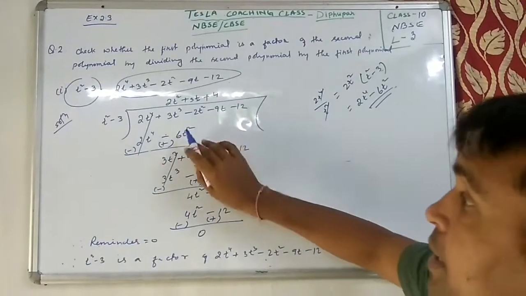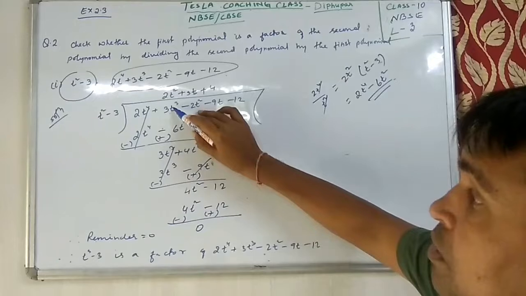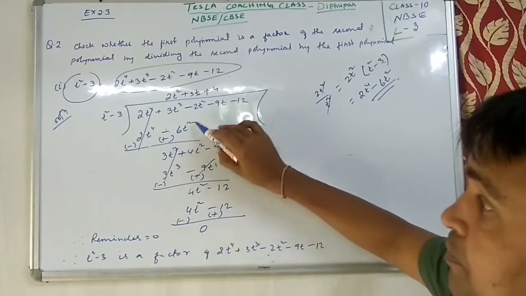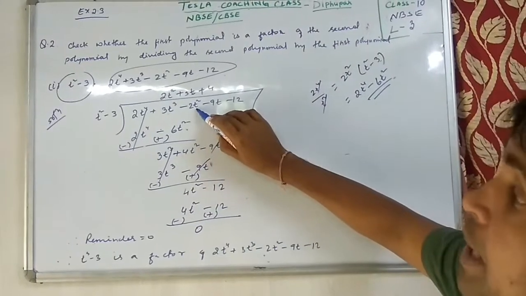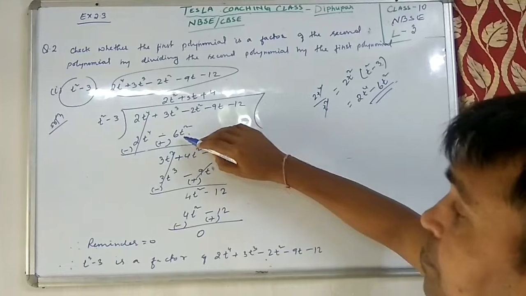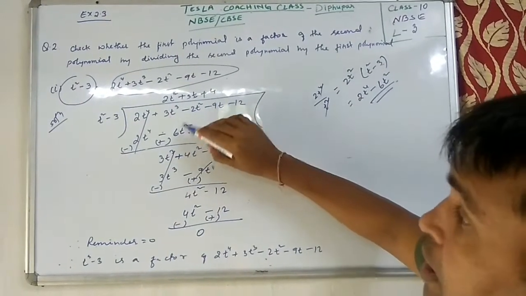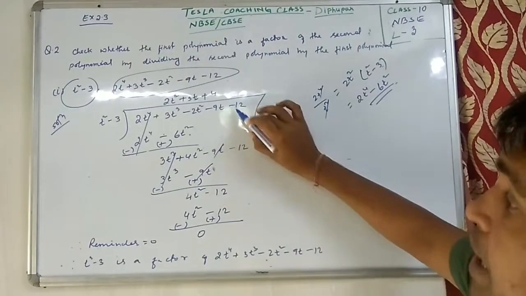Now is there any cube term? No. So whatever term is there upside, we will directly copy it. So here it is 3t cube, and this is plus 6t square, and this is minus 2t square. So it will be plus 4t square, 6 minus 2 is 4, and minus t minus 12.